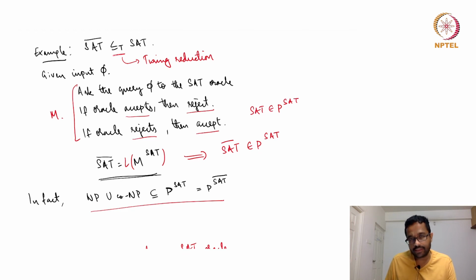And notice that P with access to a SAT complement oracle is the same thing, because if you get yes or no answers, a SAT complement oracle will tell you whether it is not satisfiable or satisfiable. It is the same thing that the SAT oracle also tells you, just that it answers the flipped output. Right? So you take the answer of the SAT oracle and flip it, you get the SAT complement oracle. So P superscript SAT is equal to P superscript SAT complement. So NP and co-NP are both contained in that. Right?